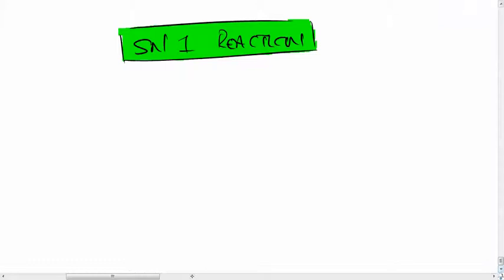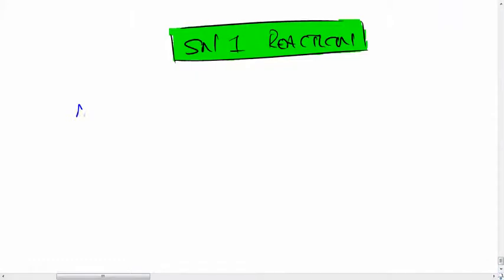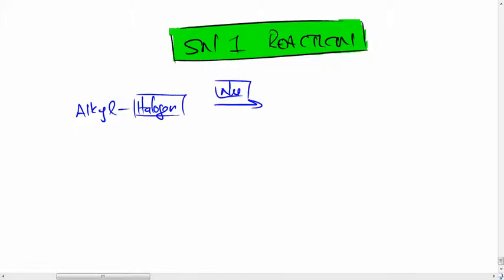But we're going to start off with an alkyl halide. Right? We're going to react it with a nucleophile. I'm just saying that a halogen is attached to it, right? So it's an alkyl halide. React it with a nucleophile, and we'll have the nucleophile substitute for whatever halogen that we had there.